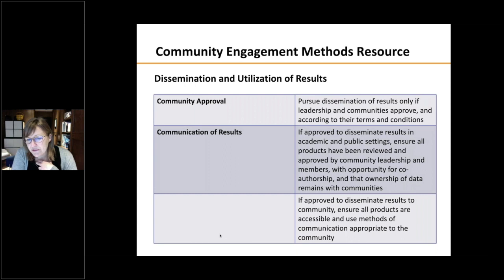Anything that's disseminated should be approved by community leadership first, and again, with the express knowledge that that data remains under the ownership of the community. It's really important not to think just about Western-based dissemination, but also think about how those results are shared with community. That may be through a large community forum, maybe through the local newspaper, or through whatever presentation you're asked to do in community as well. But make sure that that's all, again, appropriate and approved before proceeding.